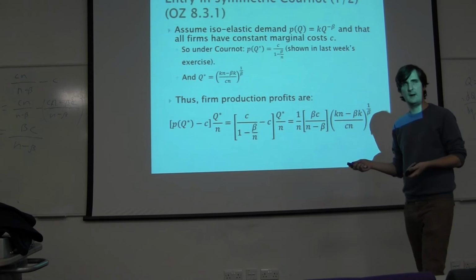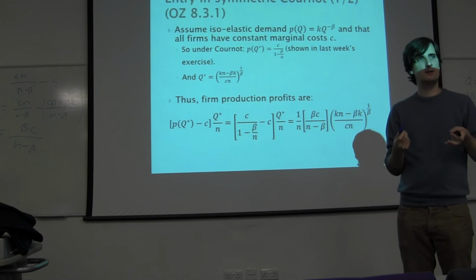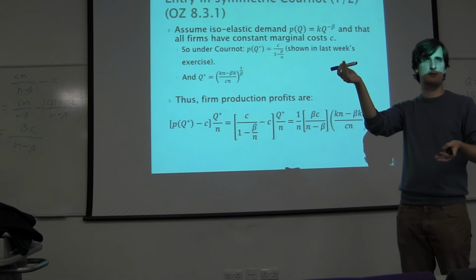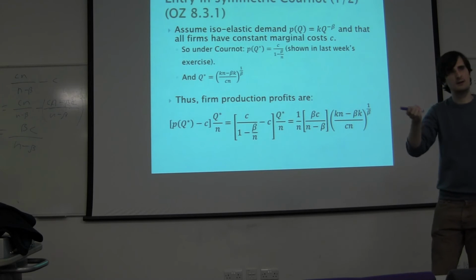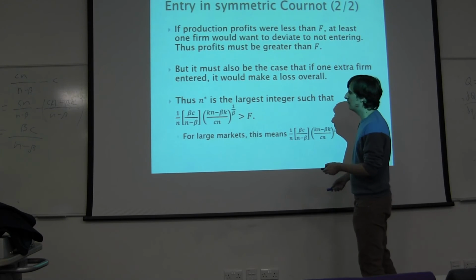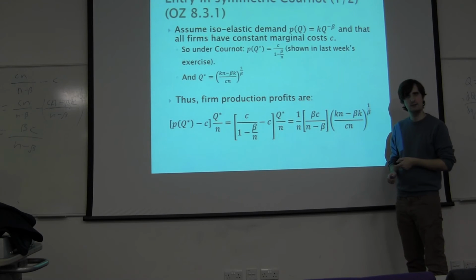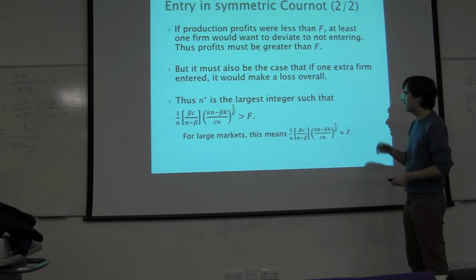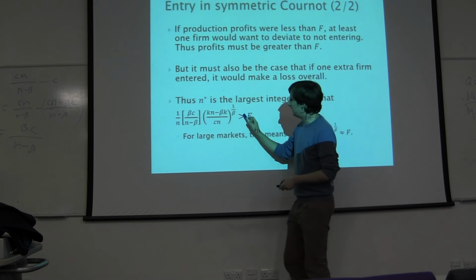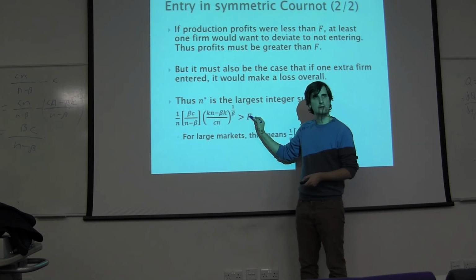So how many firms are going to enter in the first period? Well, they're going to enter as long as the cost of entry is less than the profits they make from entering. Make sense, right? So they're going to carry on entering while this thing is bigger than F. So the number of firms that enter is going to be the largest integer such that profits are bigger than F.